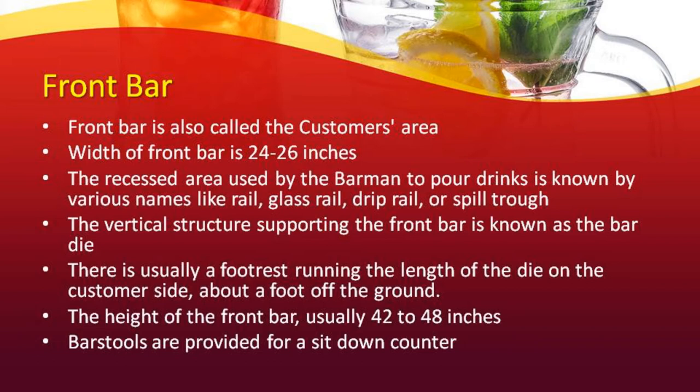The height of the front bar usually is 42 to 48 inches, which is a good working height for the bartender. It also makes the front bar just right for leaning against with one foot on the footrest. All underbar equipments are designed to fit under this 42 inch high front bar. If it is a sit-down bar, it will have stools tall enough to turn the front bar into a table. Each stool is allotted a 2 feet length of bar. The stools should look and feel comfortable and should have upholstery, back, and seats.